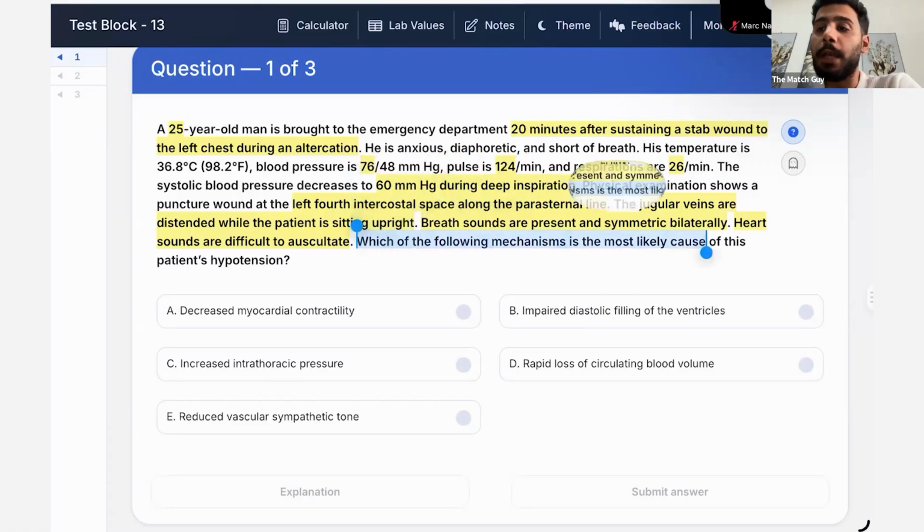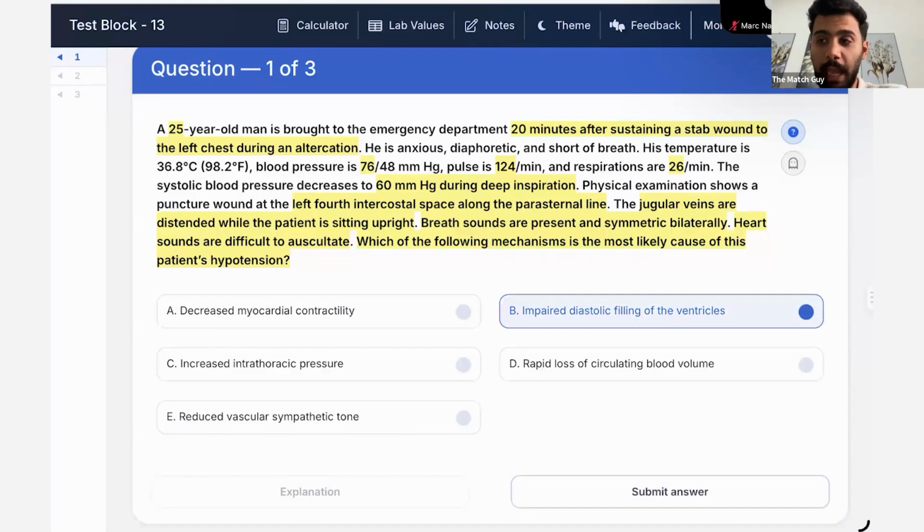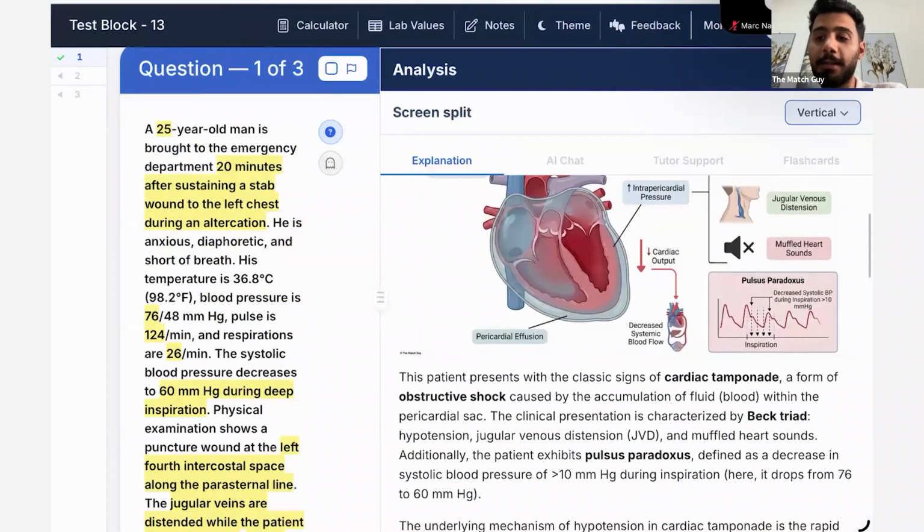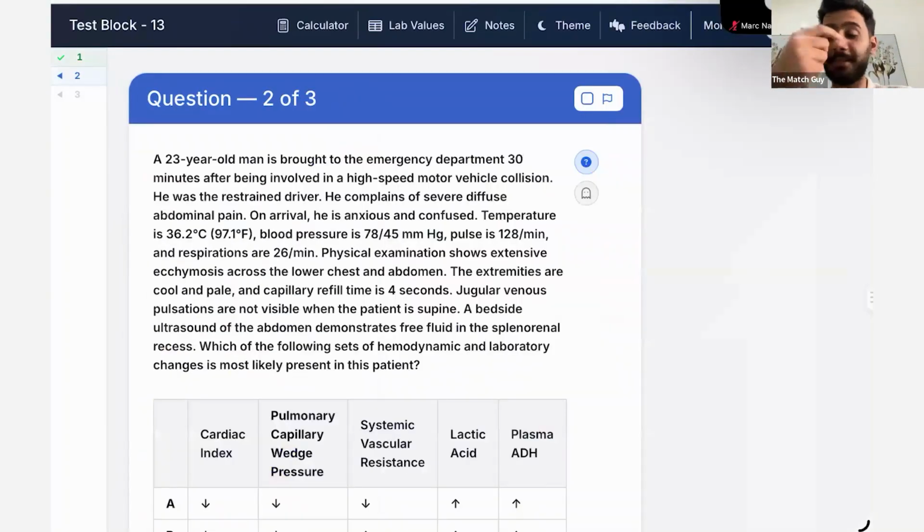Which of the following is the most likely mechanism causing this patient's hypotension? What do you guys think? Now they're asking you how the Step 1 exam would ask you, not what is this, but what's the underlying mechanism? And we said that obstructive shock and tamponade in general, even though it does affect the contractility a little bit, mainly affects the diastolic filling, or the ability of the heart to fill with blood. And I think it's B. A lot of you also think it's B, and let's admit it is B, and this is cardiac tamponade. Okay, let's see another one.